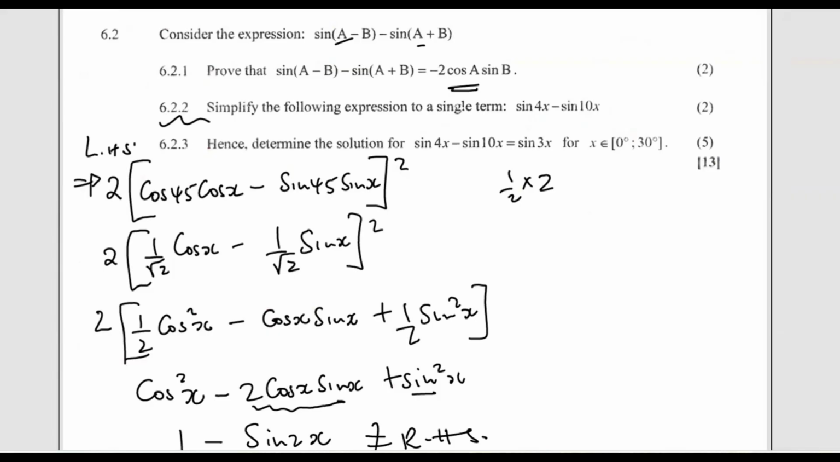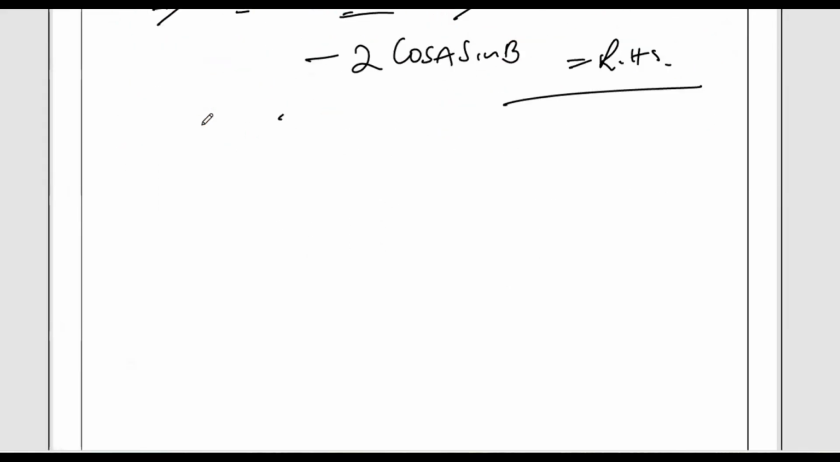6.2.3, we need to simplify. Given what this question is under, I'm going to let my 4x be a minus b, and this is going to be a plus b. So we're saying that a minus b is 4x and then a plus b is 10x.